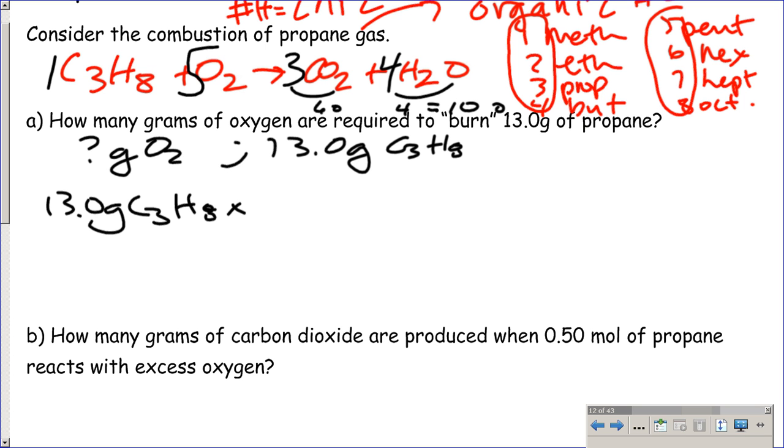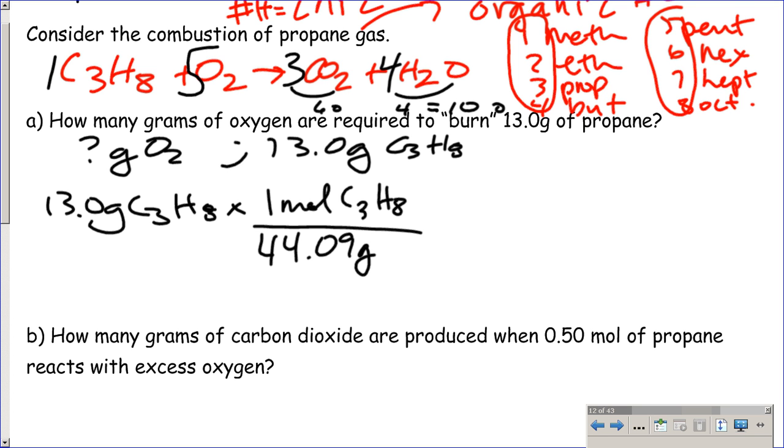Okay, I can't do anything with grams, people. What do I have to do? Where's the moles? You need your periodic table on your desk. I can't see numbers anymore. I want to get out of grams to moles. What do I do? Add them up. 12 times 3 is 36 plus 8, 44. 1 mole of propane is 44.09 grams of propane.